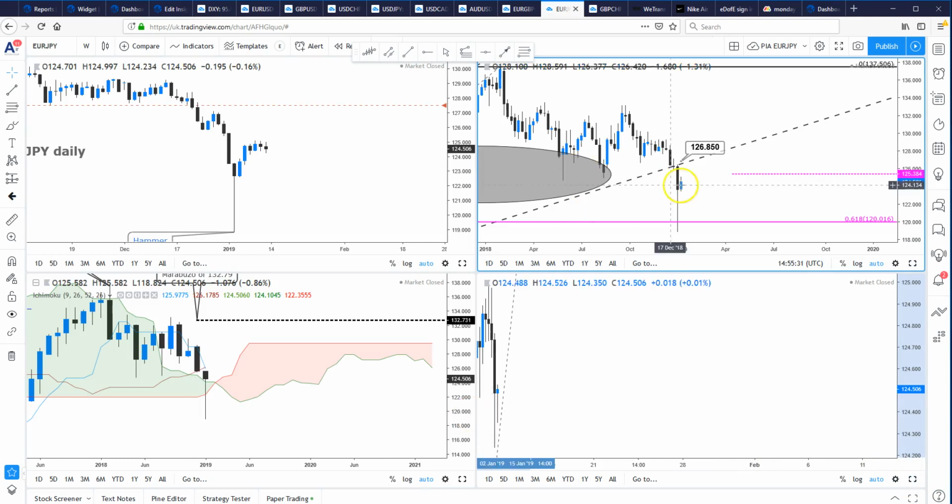And then basically what we will be looking for, we're looking for at least a first wave completion, and then we'll be looking to fib levels to obviously buy into dips on an intraday basis to the downside.